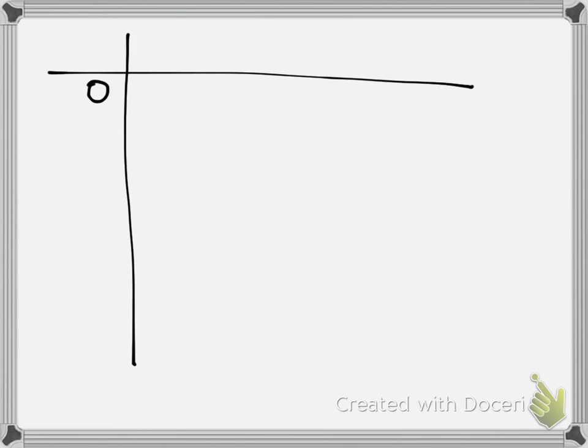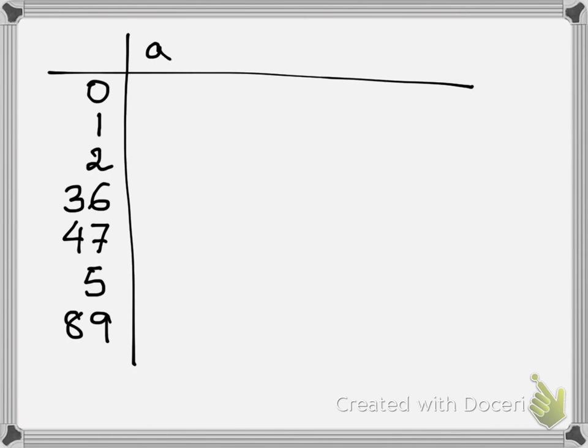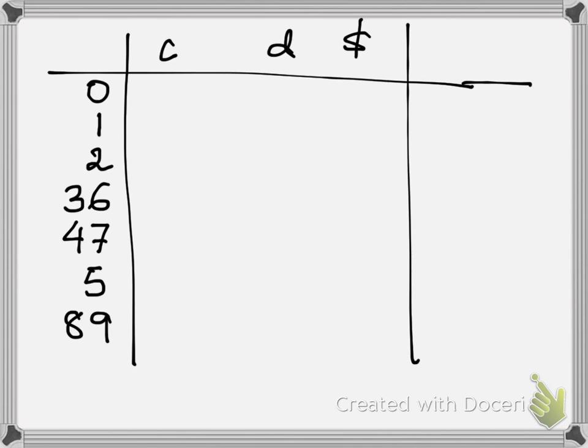So now what would the table be like? The table would be like this: 0 remains the same, 1, 2, and 3 and 6 have combined, so instead of writing 3, we'll write 3,6. 4 and 7 have combined, so we'll write 4,7. Then we have 5, which is not combined with anything else. 6 has already gone to 3, 7 has already gone to 4, and we are left with 8,9. And of course we have C, D, dollar.